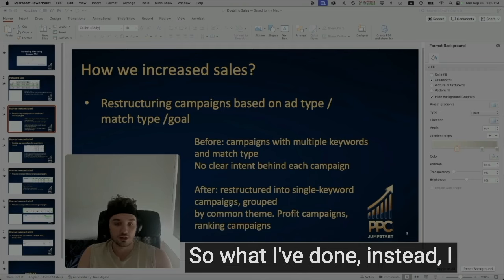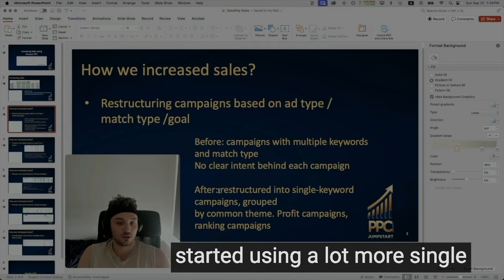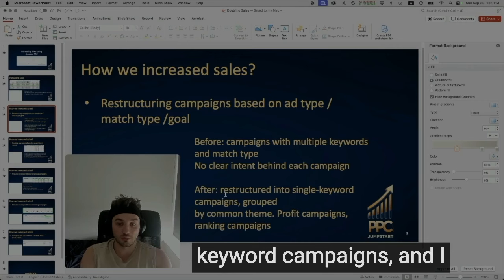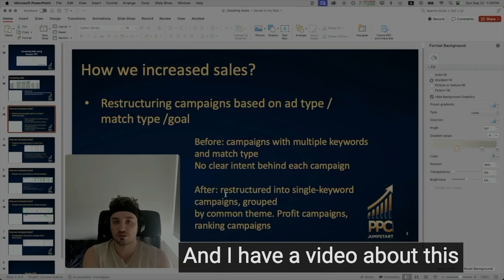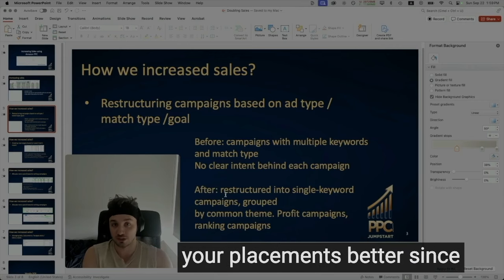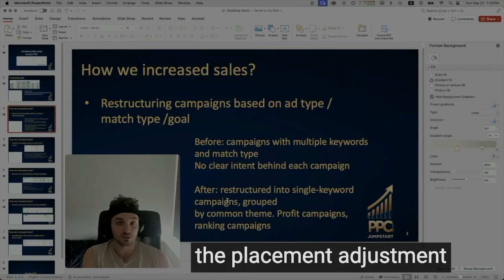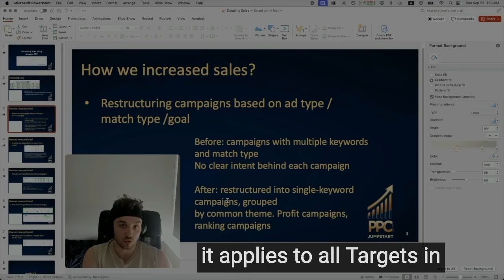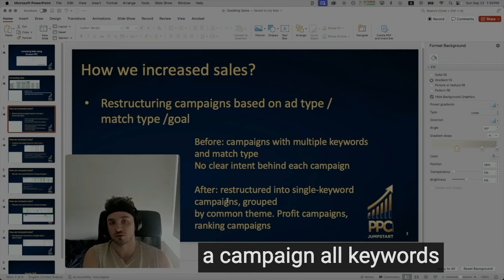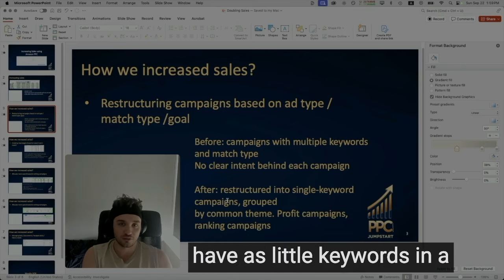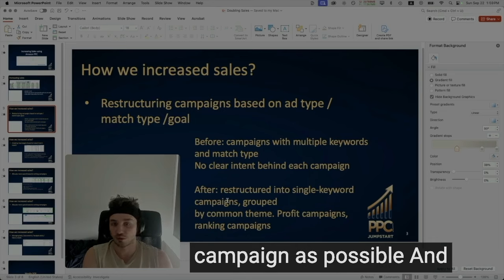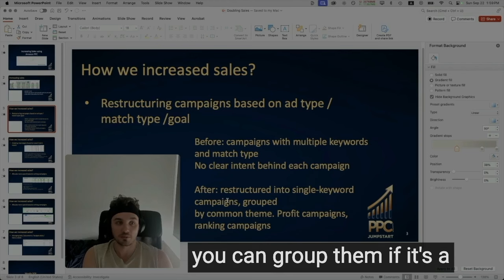So what I've done instead is I started using a lot more single keyword campaigns, and I have a video about this. It lets you optimize your placements better, since the placement adjustment applies to all targets in a campaign, all keywords. So that's why you want to have as few keywords in a campaign as possible. And you can group them if it's a similar keyword.